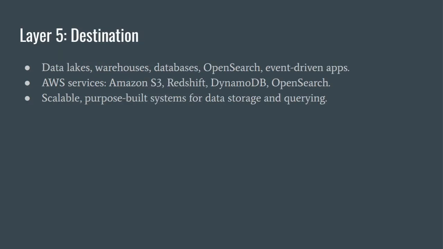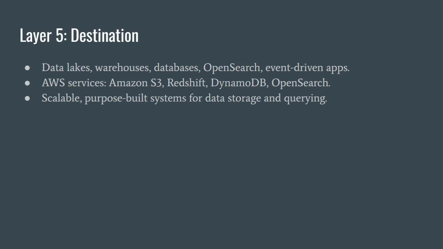Once your data is processed, it needs to be delivered to a destination for consumption. Depending on your use case, your destination could be a data lake such as Amazon S3 for long-term storage of raw or processed data. Secondly, it could be data warehouses such as Amazon Redshift for running complex queries. Thirdly, it could be some database such as Amazon RDS or Amazon DynamoDB for transactional processing.